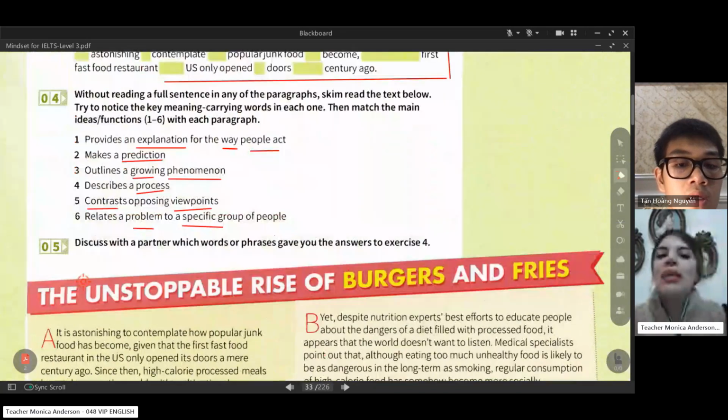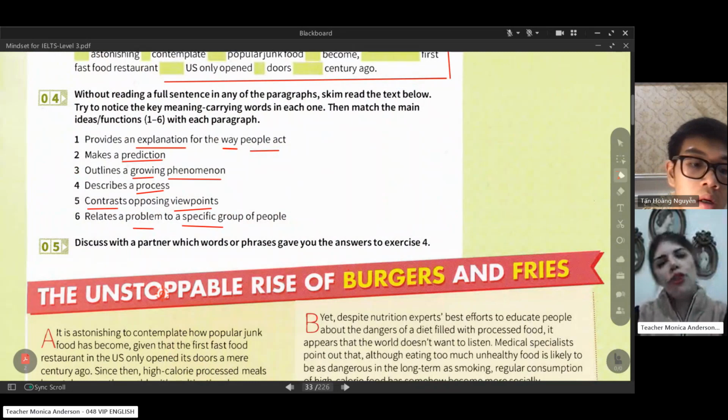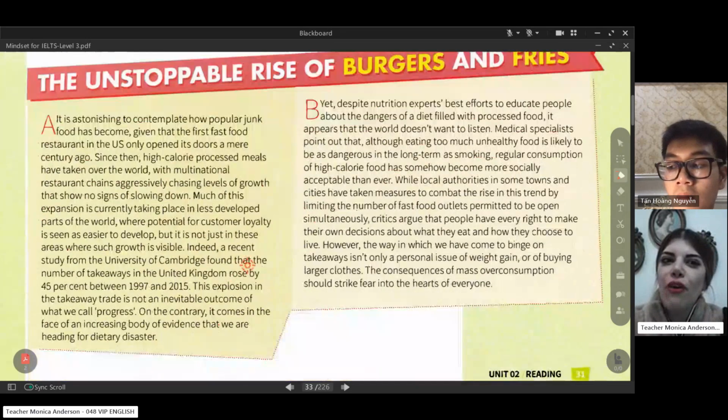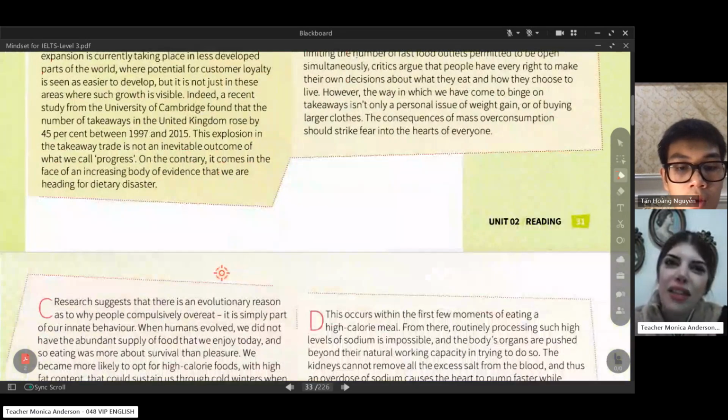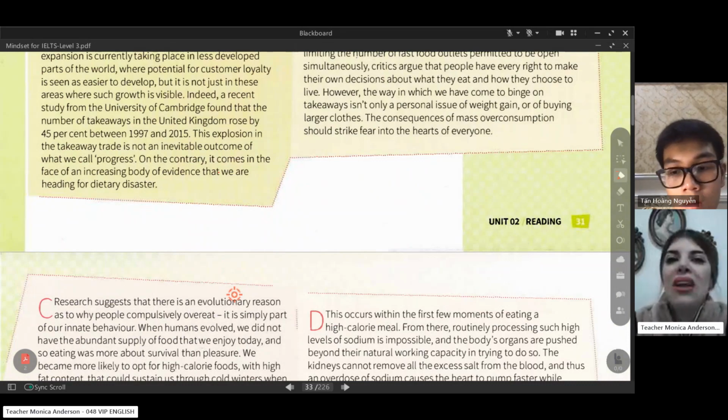If you don't know the meaning of words, in each sentence you have more than one keyword. For example, I don't know the meaning of "phenomenon," but I know the meaning of "growing." So I need to look for the synonyms or definitions of "growing." If I can find a synonym of this word, maybe I can find something related to the second one. Especially in skim reading, you don't need to know the meaning of all words.